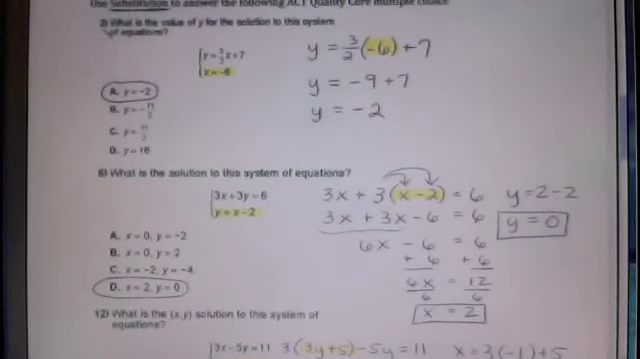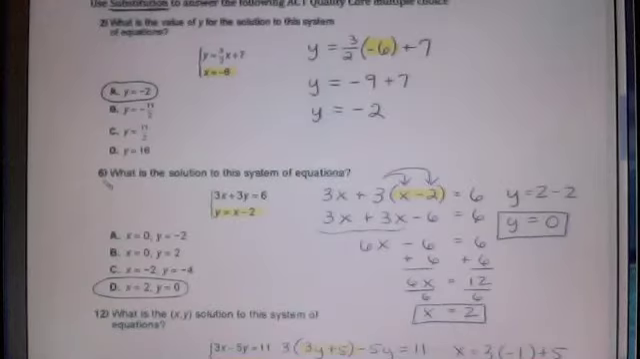So the first one is numbered number 2, and it says, what is the value of y for the solution to this system of equations? So equation 1 says y equals 3 over 2x plus 7, and equation 2 is x equals negative 6. If I graph that, that would be a vertical line crossing the x-axis at negative 6. So I simply take the negative 6 and substitute it for the value of x in the first equation. So I have y equals 3 over 2, replace the x with negative 6 plus 7. Then I follow order of operations and simplify, and I get the value of y equals 2. So your answer is choice A.